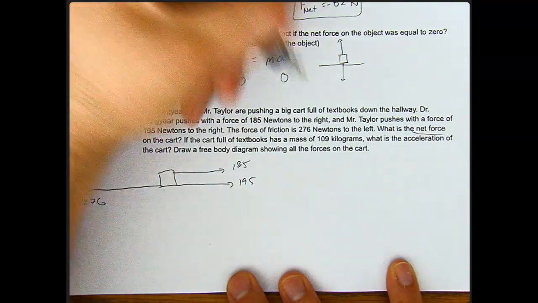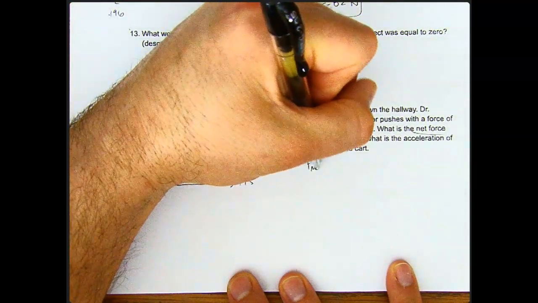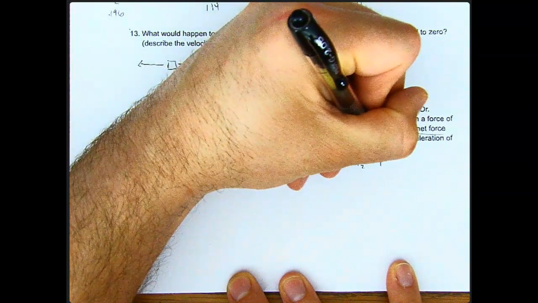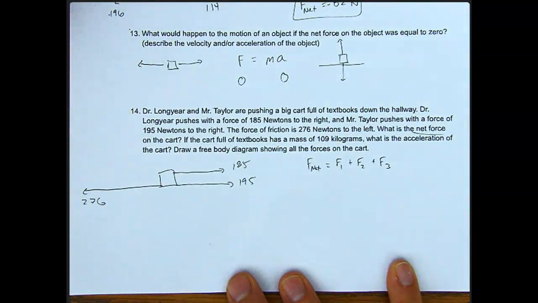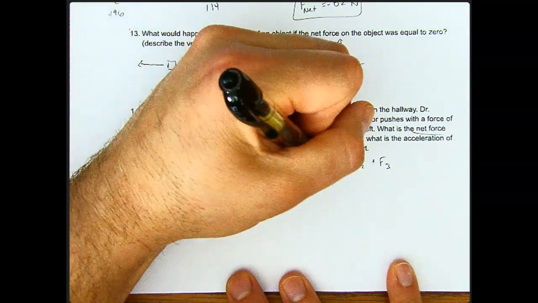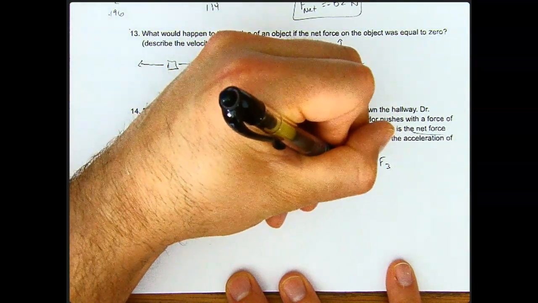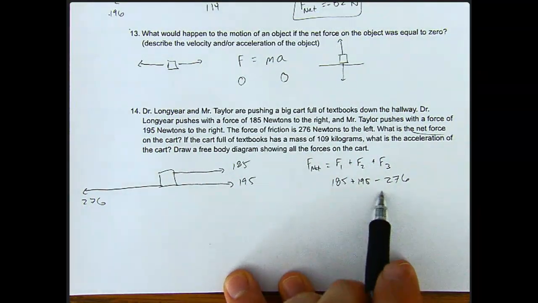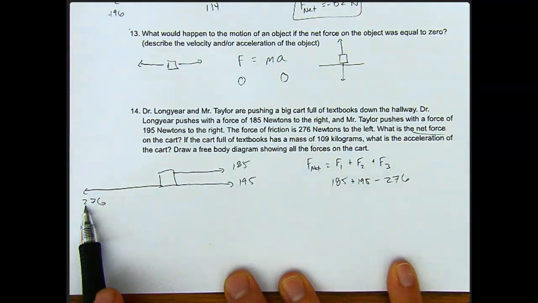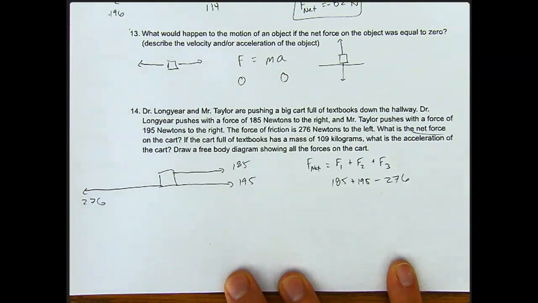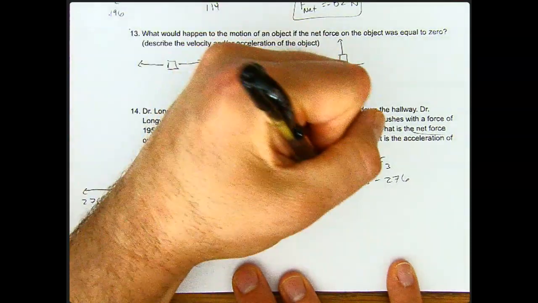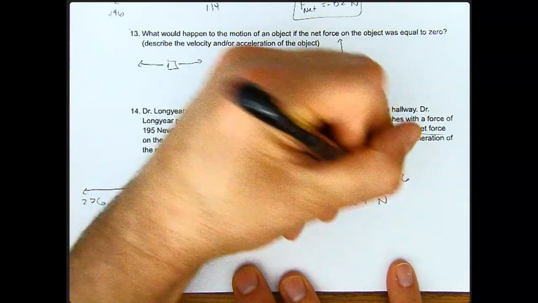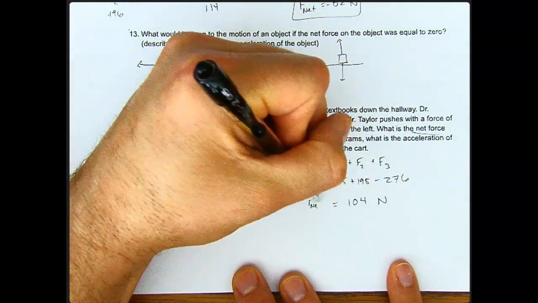Well, again, same idea as before. Net force is just all my forces added together. So F1 plus F2 plus F3, because I have three forces this time. So I have 185 plus 195 minus 276. It's a minus because this is a negative force because it's going to the left. If you add all that up, you get 104 newtons. So that's my net force.